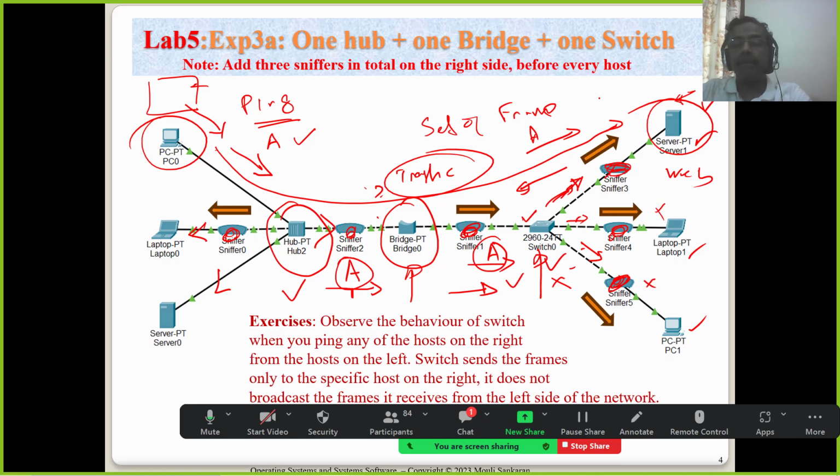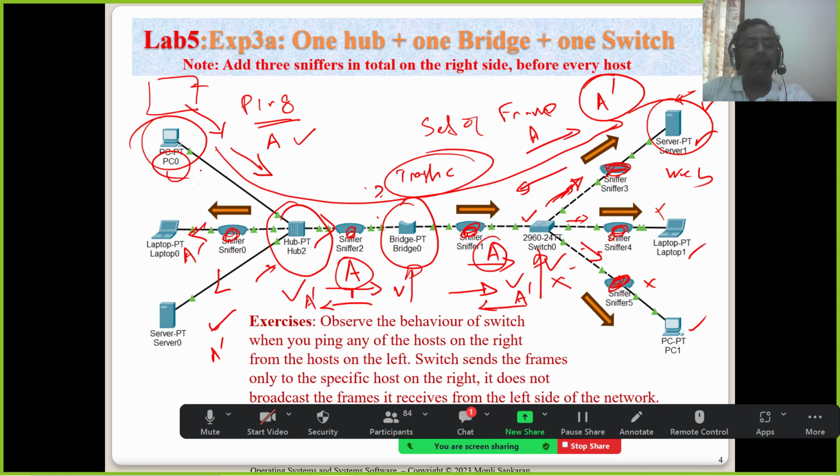Now suppose A prime is the reply coming from this guy. A prime will flow here, and A prime will come here. The bridge will again know that A prime is going to PC0, which is on this side. So A prime in this direction will come here. But our friend the hub is dumb. It is going to send A prime, A prime, A prime everywhere.